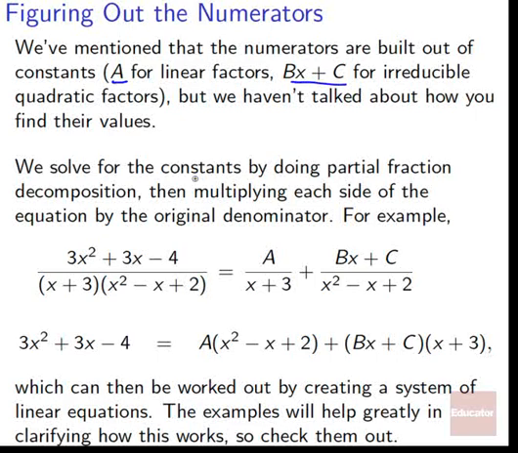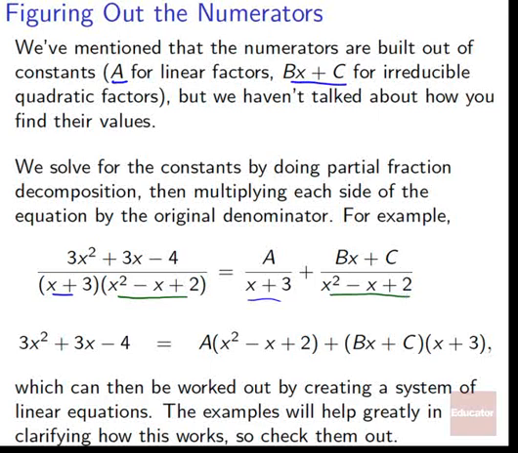Let's look at this example. If we had 3x squared plus 3x minus 4 divided by quantity x plus 3, one linear factor, times quantity x squared minus x plus 2, an irreducible quadratic factor, then we'd be able to break it into A over x plus 3, so we get this right here. And x squared minus x plus 2 would be Bx plus C over x squared minus x plus 2. So we know from what we just talked about that's how it breaks up. But how do we figure out what A and Bx plus C are?